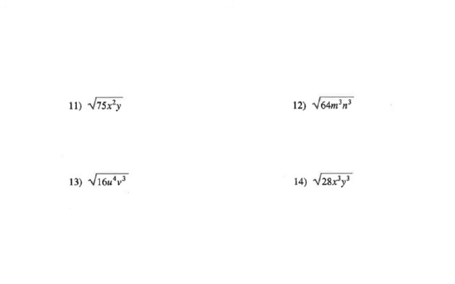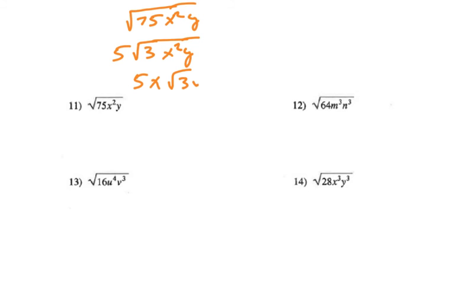So let's see here. 11 I'll just fit up here. And now we're going to go into the fast round. Square root of 75 is just 25 times 3, so we're going to get 5 root 3 x squared y. And then obviously x squared has one pair, so this is just 5x root 3y. I want to stress again, 75 is 25 times 3, the square root of 25 is 5, hence it goes on the outside. Okay, 12, the square root of 64 is 8. We've seen this already, it's m n, square root of m n.